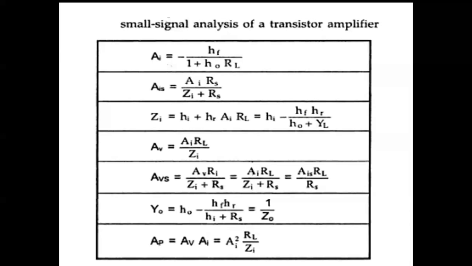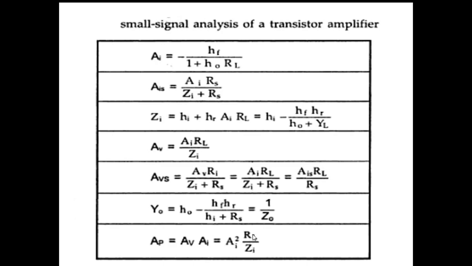But here we want the impedance, and this is the admittance value. So impedance is the reciprocal of this one. That impedance is now 1 by HOE minus HRE HFE by HIE. By simplifying this, admittance is equal to HOE minus HFE HRE by HIE plus RS. This is the output admittance.